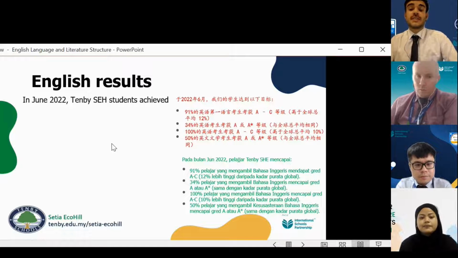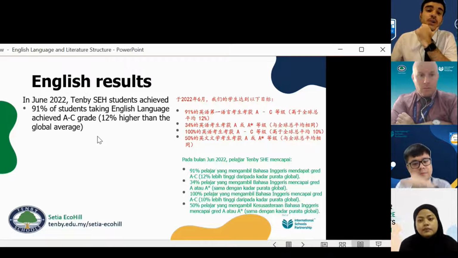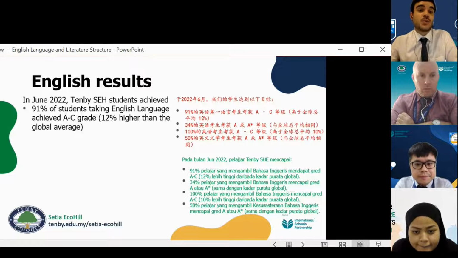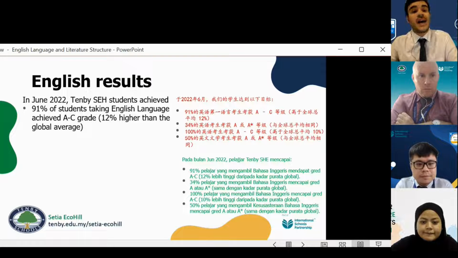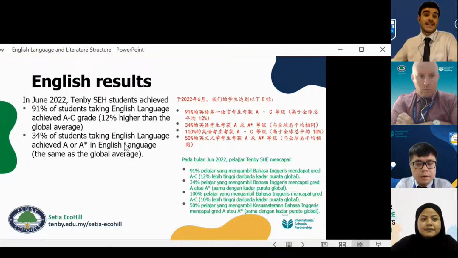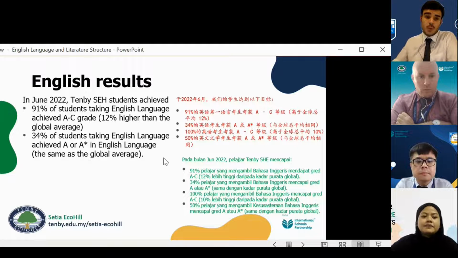Having a look at some of the results we've had in the last year. In June 2022, 91% of students taking English language achieved an A to a C. This is 12% higher than the global average. Obviously, with the IGCSE, it tends to be international schools that take it. So we're doing very, very well with that first grade. 34% of students taking English language achieved an A or an A star in English language.